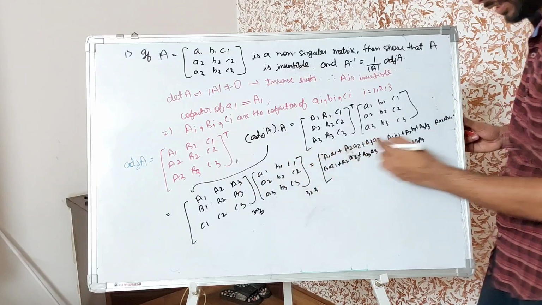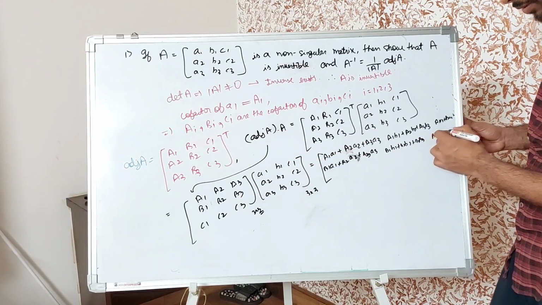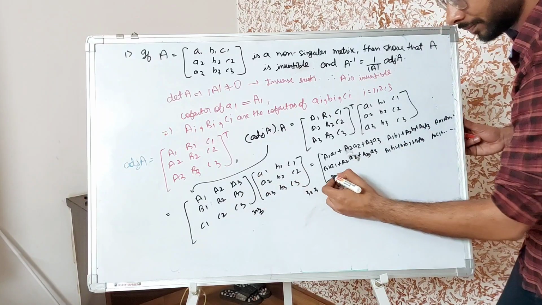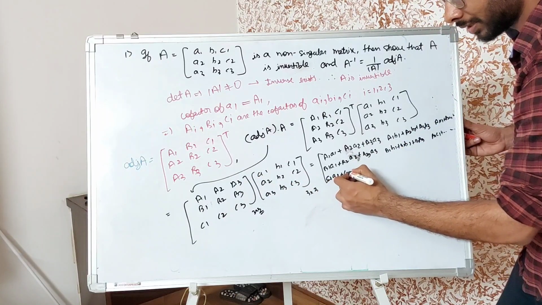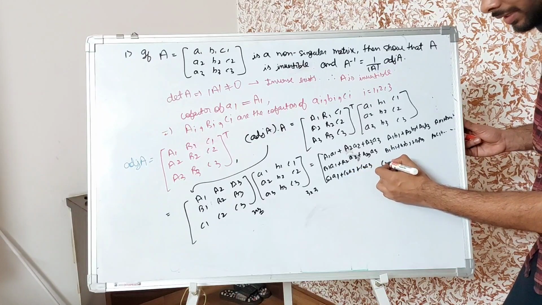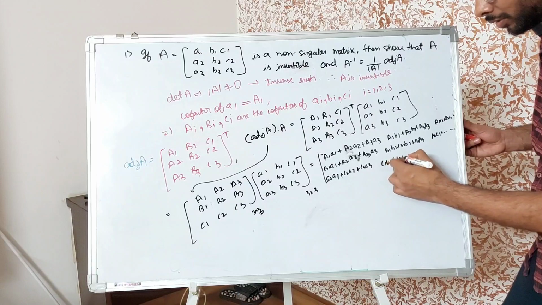Similarly, the third one will be B1, C1 and so on. Okay. Now we can write that. Similarly, the third one would be C1, A1 plus C2, A2, C3, A3. Similarly, it's going to be C1, B1, C2, B2, C3, B3.